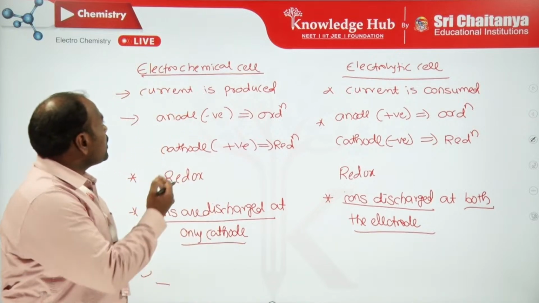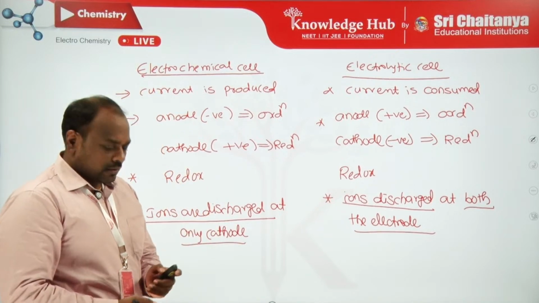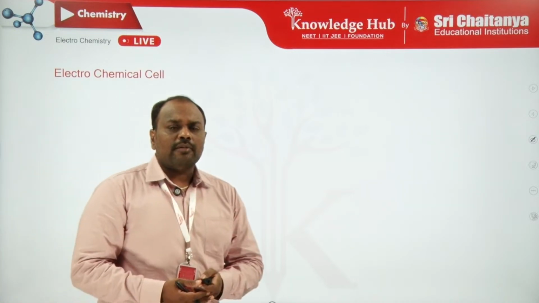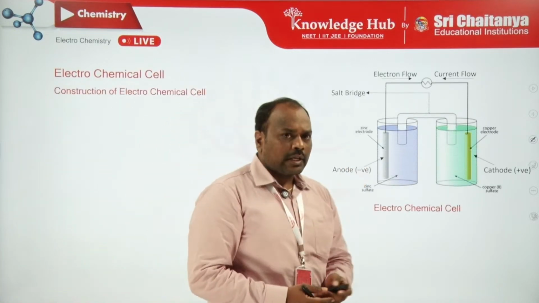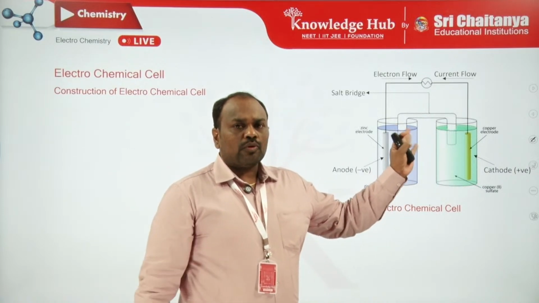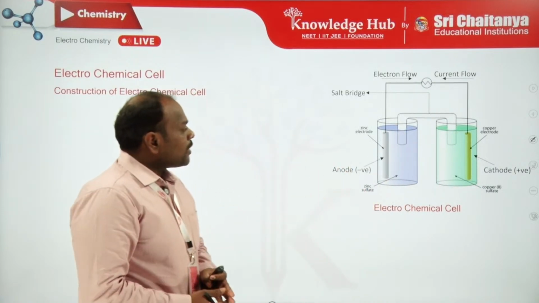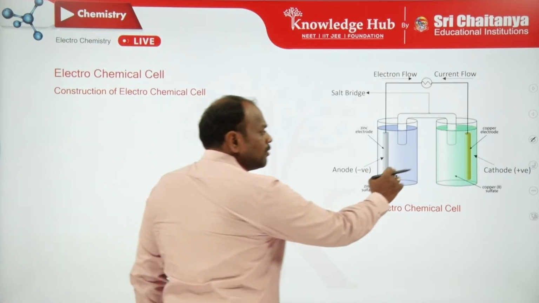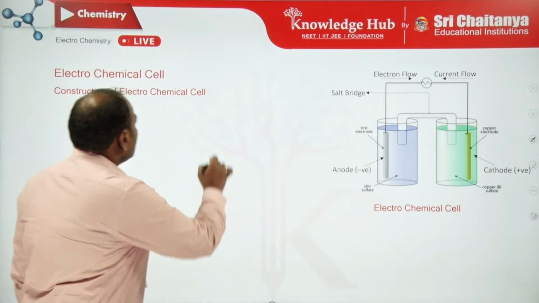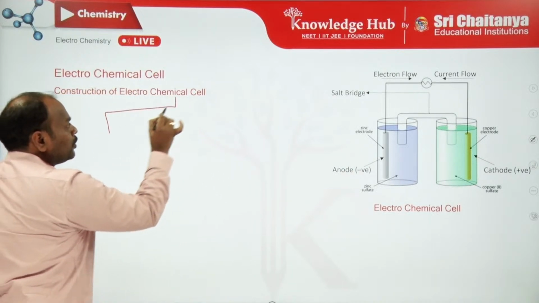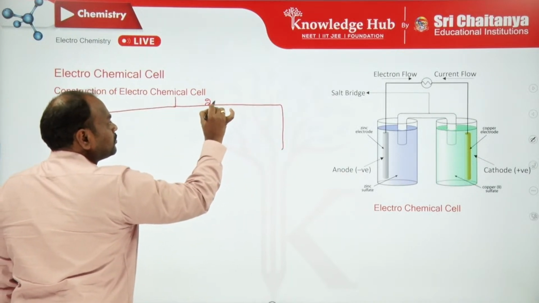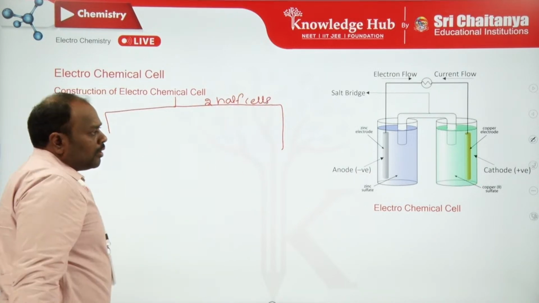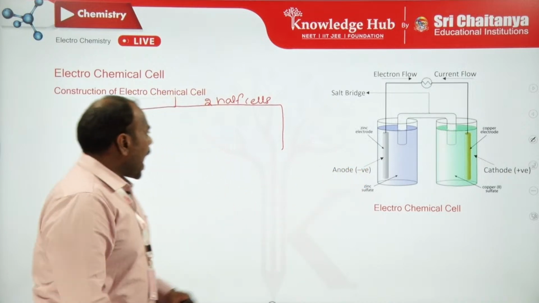Now we are discussing the electrochemical cell. See the construction of the electrochemical cell. This is a diagram of the electrochemical cell. Based on this, what things do we observe? It consists of two half cells. The left side cell is known as the anode half cell.